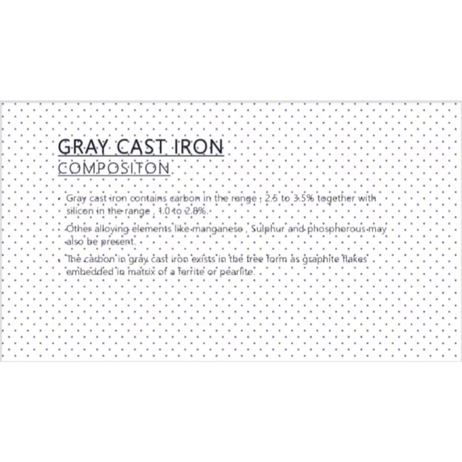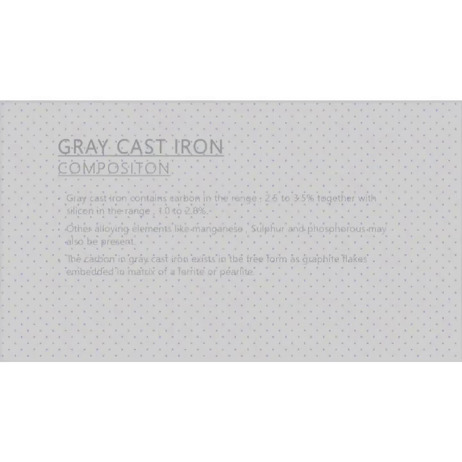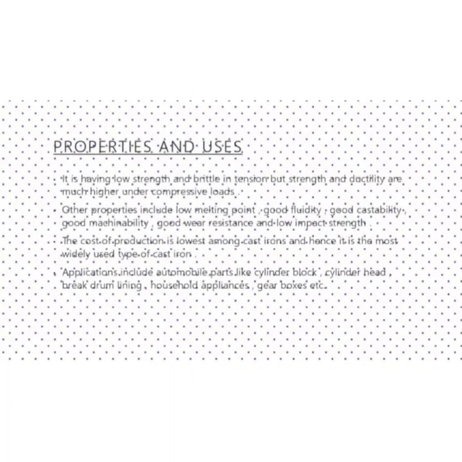The carbon in grey cast iron exists in the free form as graphite flakes embedded in a matrix of ferrite or pearlite. Now coming to the properties and uses of grey cast iron. One of the main properties is that it has low strength and is brittle in tension. This is due to its microstructure. It is also to be noted that the strength and ductility of grey cast iron are much higher under compressive loads.